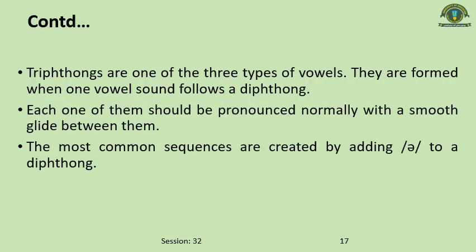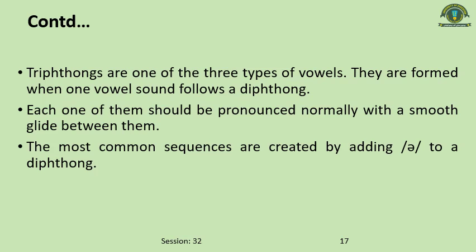Alright? Now further, what you can understand and what you can learn about triphthongs is that triphthongs are one of the 3 types of vowels. This is what you understand already. They are formed when 1 vowel sound follows a diphthong. That means there is a diphthong and there is another vowel sound added to the diphthong. That makes a triphthong.